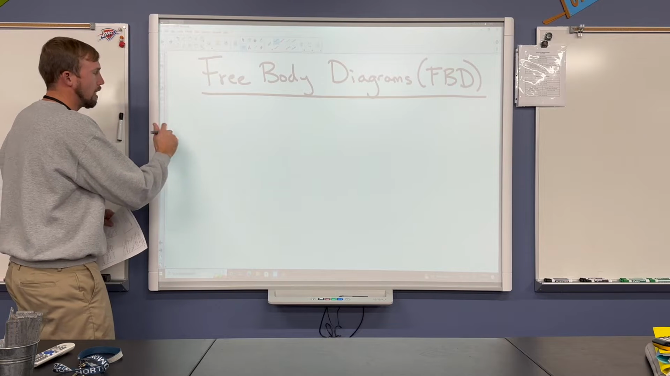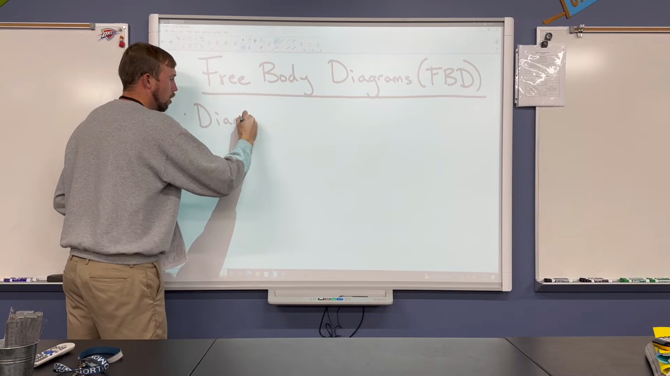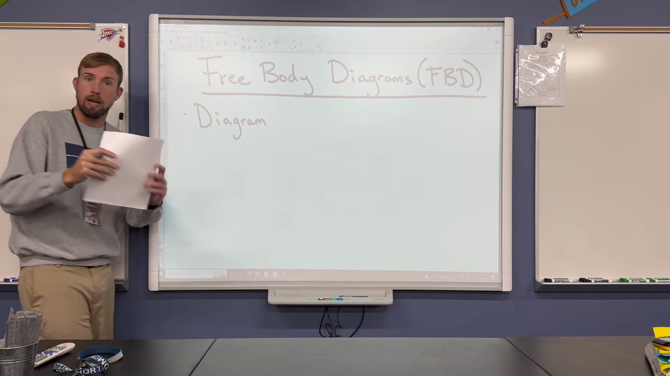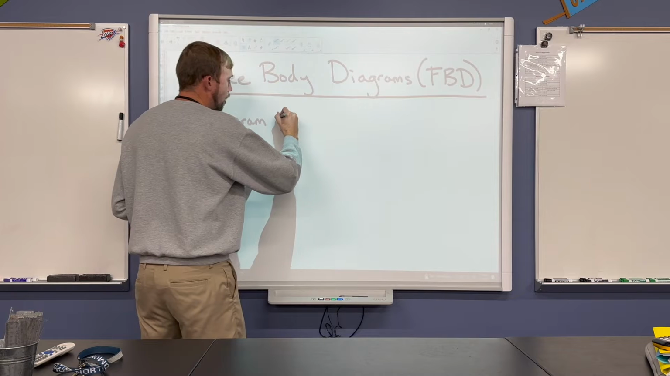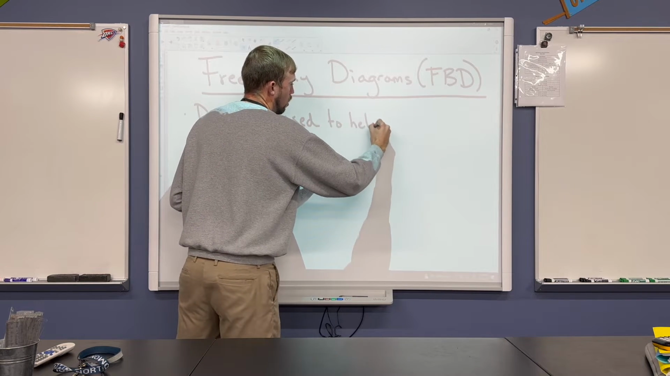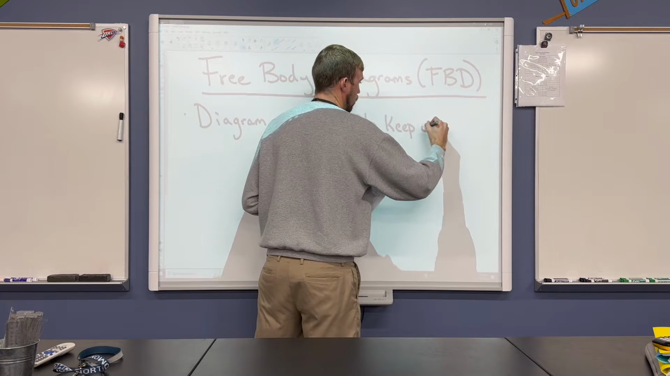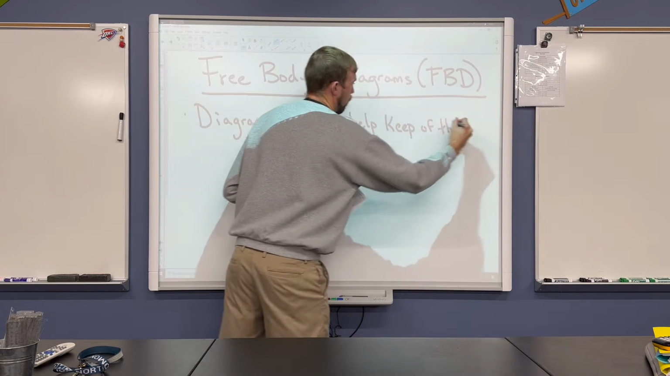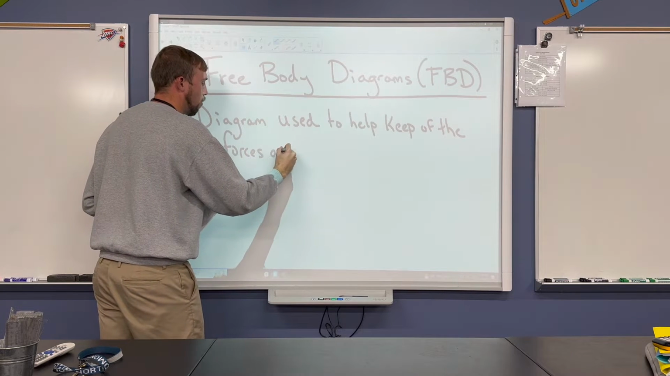So what is a free body diagram? Well, it's just a diagram. So you can think kind of a visual representation, if you will, kind of a sketched picture or something along those lines. Okay? It's a diagram used to help keep track of the forces acting on an object.